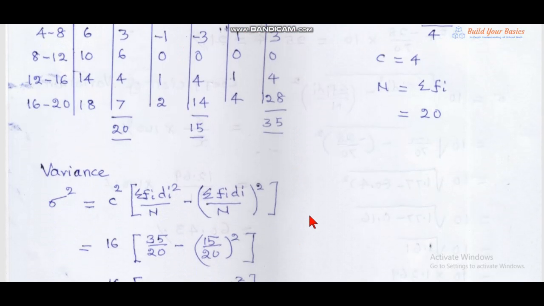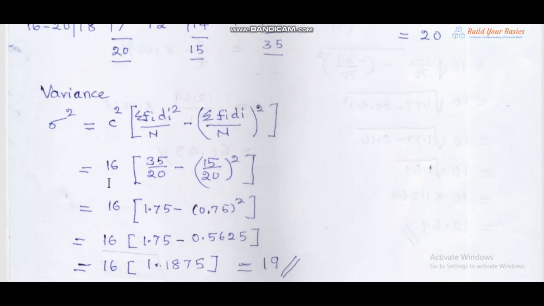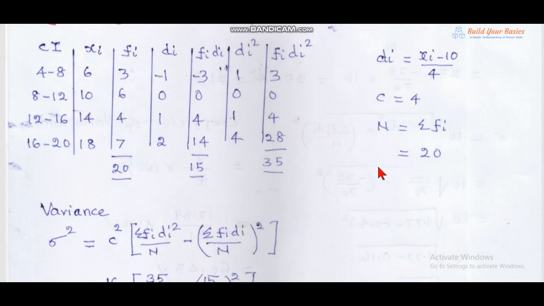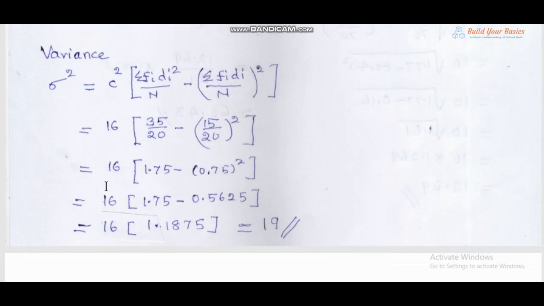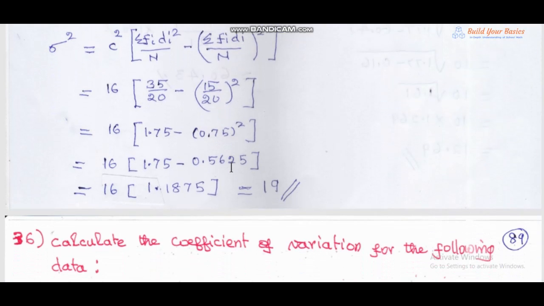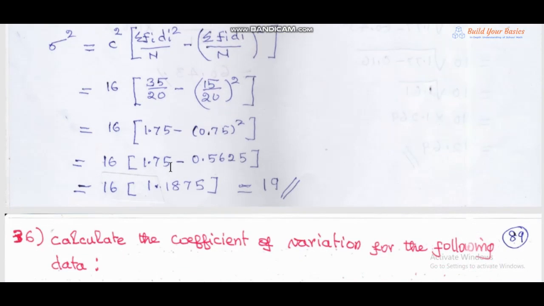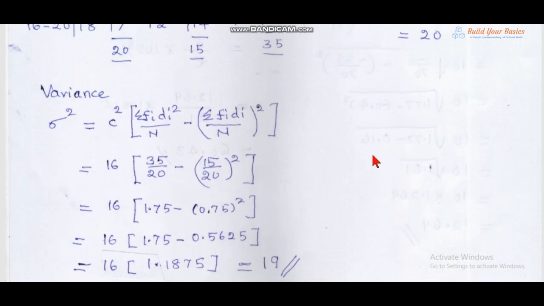Substitute in the formula. Sigma squared equal to 16 into... c is 4, so c squared is 16. 16 into (35 by 20 minus (15 by 20) whole square), that is 16 into (1.75 minus 0.75 whole square), that is 16 into (1.75 minus 0.5625), that's equal to 16 into 1.1875, that is approximately equal to 19. That's all.